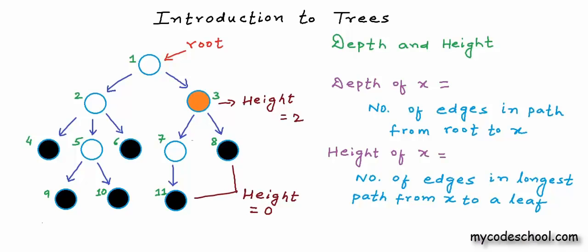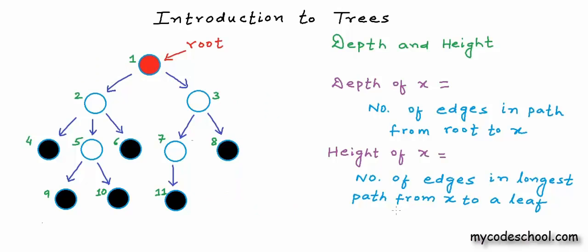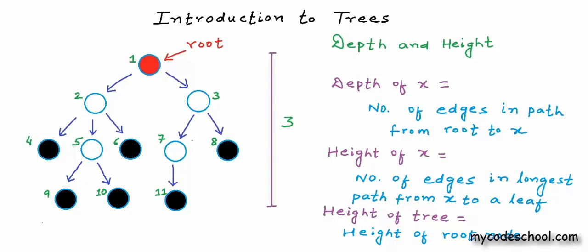So what will be the height of the root node in this tree? We can reach all the leaves from the root node. The number of edges in the longest path is 3. So height of the root node here is 3. We also define height of a tree. Height of a tree is defined as the height of its root node. Height of this tree that I'm showing here is 3. Height and depth are different properties, and height and depth of a node may or may not be the same. We often confuse between the two.